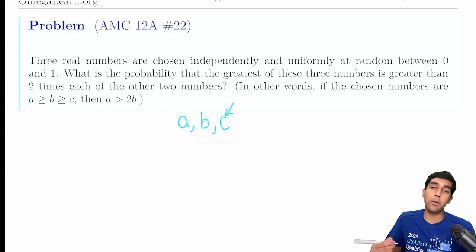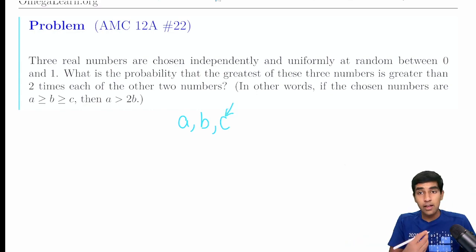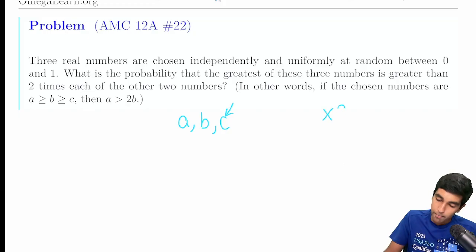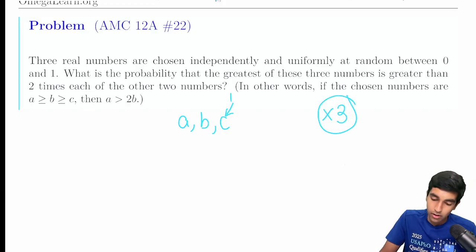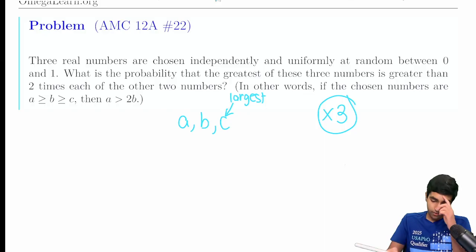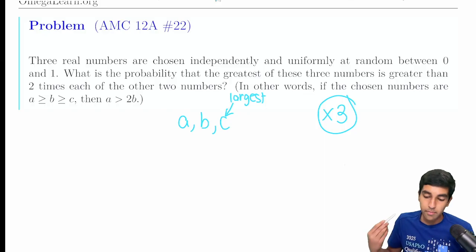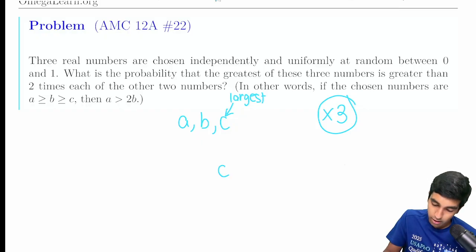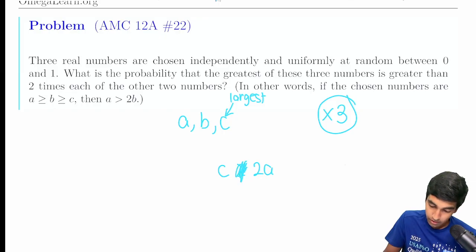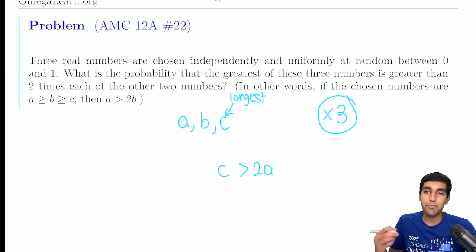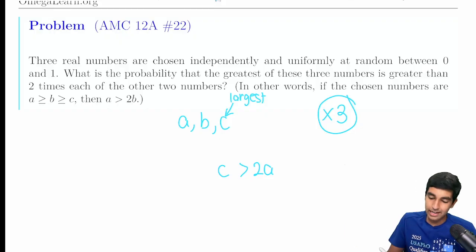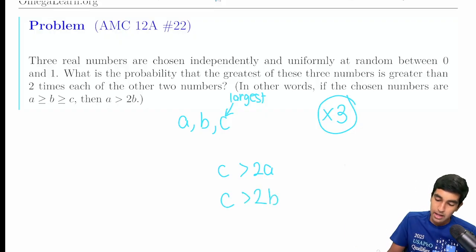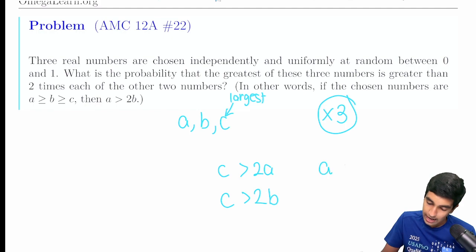Let's say our largest number was C. Now, could it be A or B? Yes. To account for this, we multiply by 3 at the end. So let's say we designate C to be the largest. C has to be greater than 2 times each of the other two numbers, meaning C has to be greater than, not equal to. In this case it doesn't really matter, because these are real numbers, so the distinction is basically the same. But let's just say this: A and B are both less than C over 2.